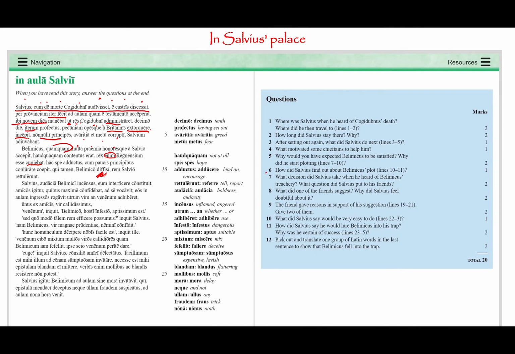Question 7. What decision did Salvius take when he heard of Bellimachus's treachery, and what question did Salvius put to his friends?